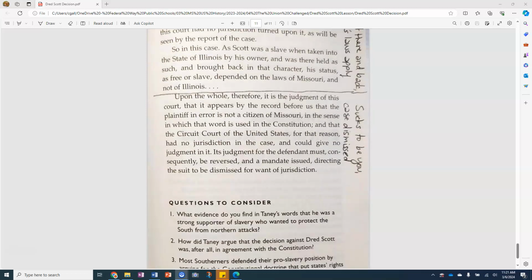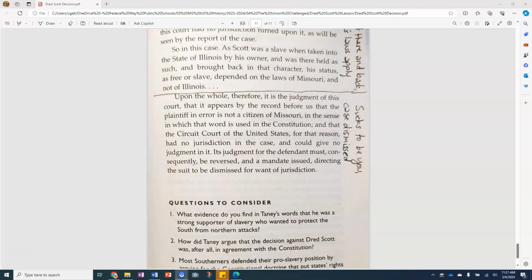Upon the whole, therefore, it is the judgment of this court that it appears by the record before us that the plaintiff in error is not a citizen of Missouri, in the sense in which that word is used in the Constitution, and that the Circuit Court of the United States, for that reason, had no jurisdiction in this case and could give no judgment upon it. Its judgment for the defendant must consequently be reversed and a mandate be issued, directing the suit to be dismissed for want of jurisdiction.